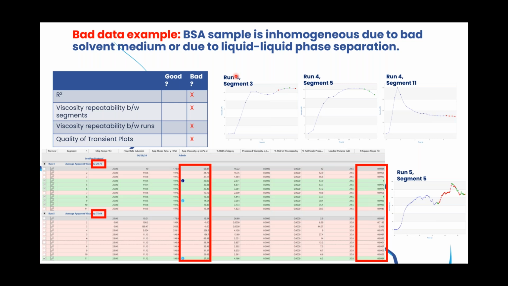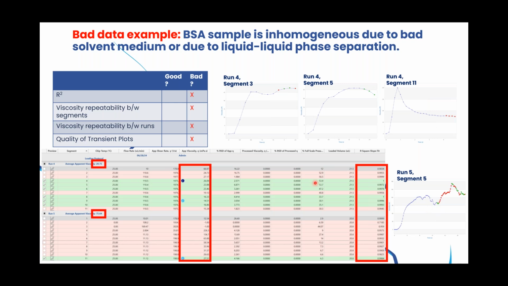But for this final slide here, we want to show what happens when you don't prepare the sample well, or when your sample is undergoing liquid-liquid phase separation. So by not prepared well, what I mean is that the solvent is not adequately dissolving your protein. So what happens is that you can see some or all of these issues we show here. One of these is that the R squared is bad. Also, your viscosity is not repeatable between segments or runs. Another thing you may see is the quality of the viscosity versus time plots is not good. So these are some examples here.